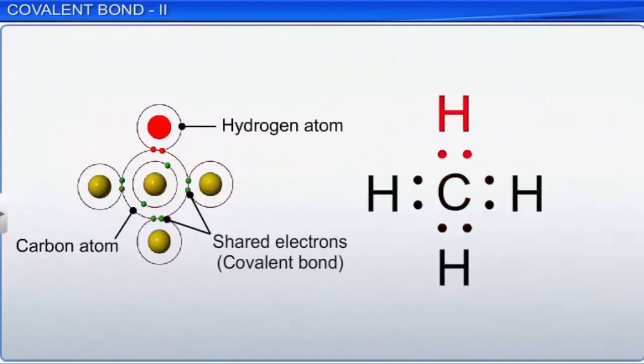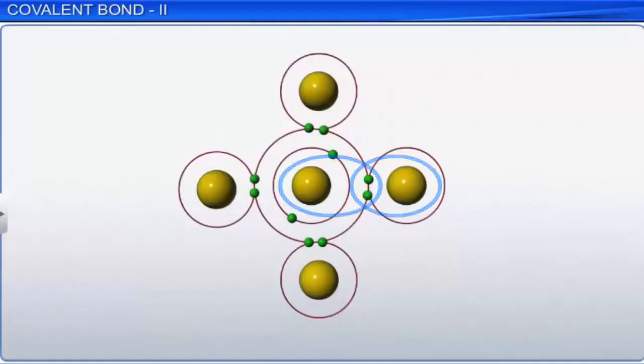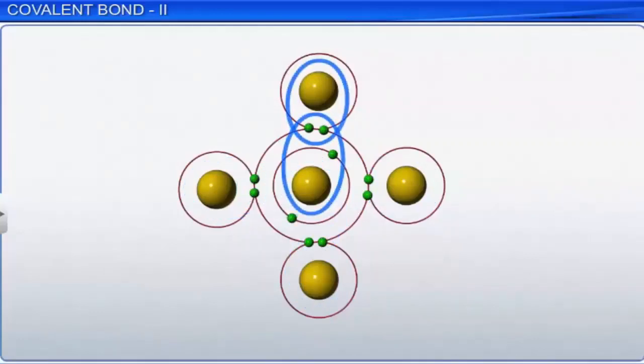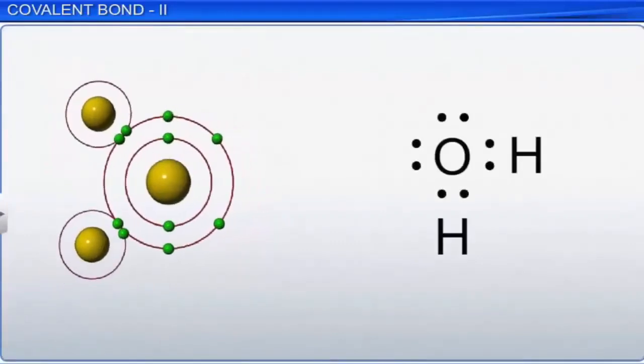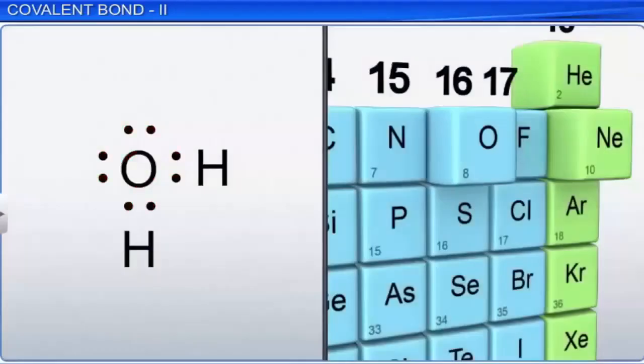For hydrogen, it is 2. Here, the nuclei of both the atoms keep attracting the shared electrons and do not give away any electron completely, unlike ionic bonding. For example, in a water molecule, one oxygen atom shares valence electrons with 2 hydrogen atoms. In this way, the valence electrons in an oxygen atom will be 8, and thus, oxygen gets the stable status of its nearest noble gas, neon.